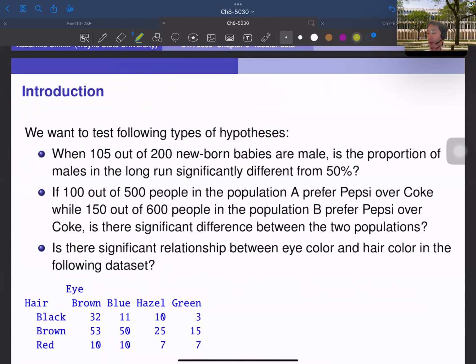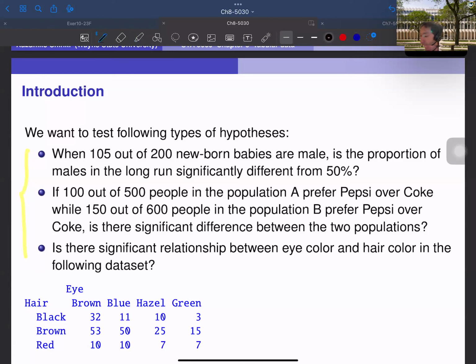Okay, so introduction. Basically, we deal with these kinds of problems. First one: when 105 out of 200 newborn babies are male, is the proportion of males, in the long run, significantly different from 50%? So we want to see if there are more boys than girls, and we have a sample of 200 newborn babies, and we found that 105 are male.